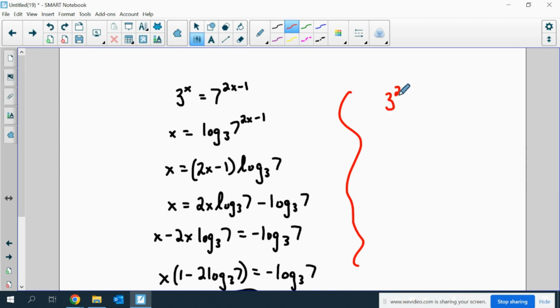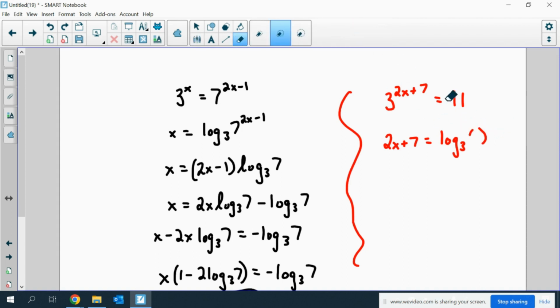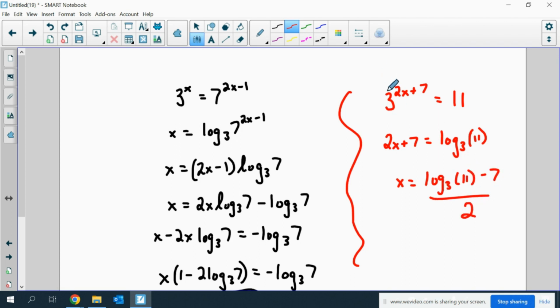But let's say I have 3 to the 2x plus 7 equals 11. I would just take a log base 3 of both sides. And then just solve for x here. So x equals log base 3 of 11 minus 7 over 2. So notice that this one's going to be easier because I don't have exponents on both sides. But these are ways that you can solve exponential problems that don't have common bases.